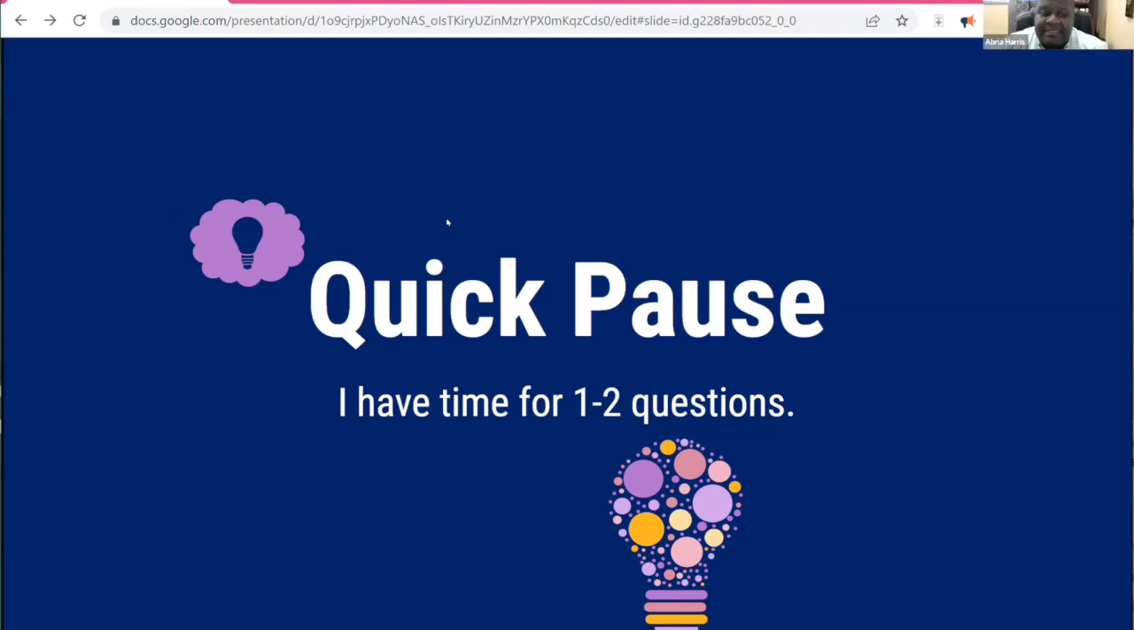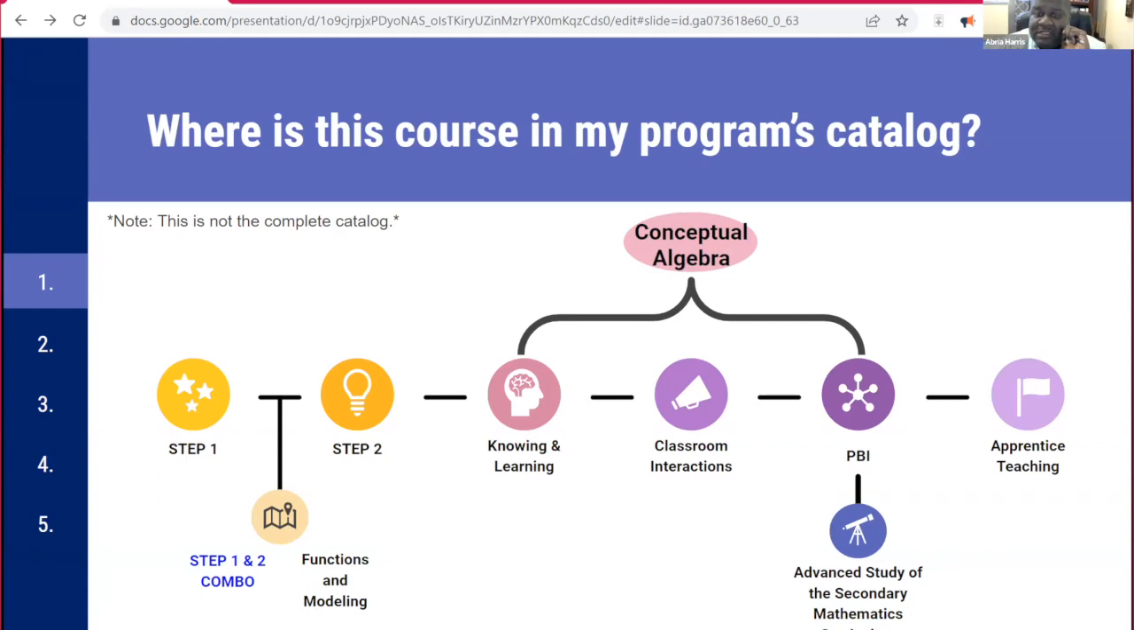Keisha, can you go back to the slide where you talked about the progression of courses? Yes. Okay, and you've mentioned conceptual algebra lives in that arena. How is it rolled out, or when does a student decide, oh, I'm gonna engage in this work?